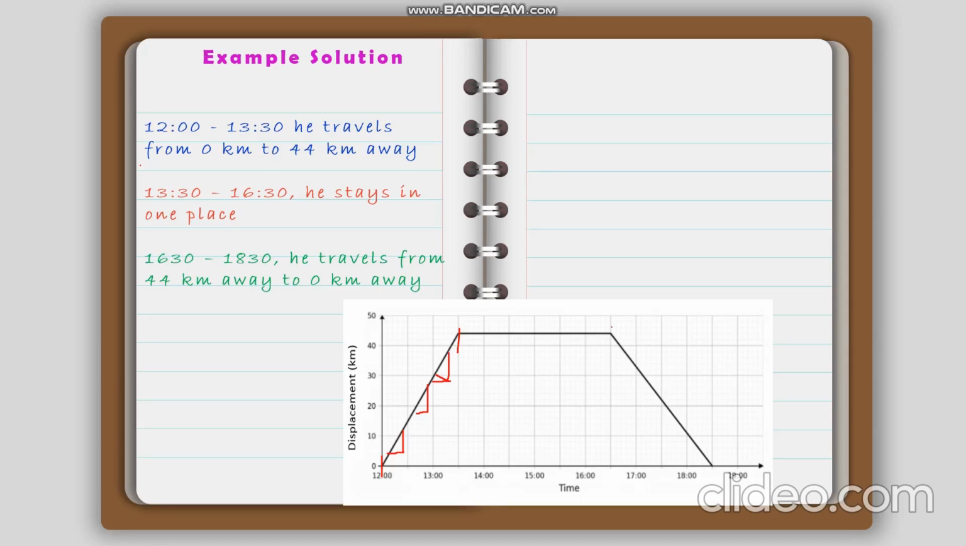And then the next segment, that is the next 3 hours, he wasn't moving. Thus we have a horizontal line, and this is the 44 kilometers that can be read off from the y-axis. And then in the last segment, that is the last 2 hours of the journey, he moved from the 44 kilometers back to 0 kilometers where he started from. So the graph that you drew should look like this.